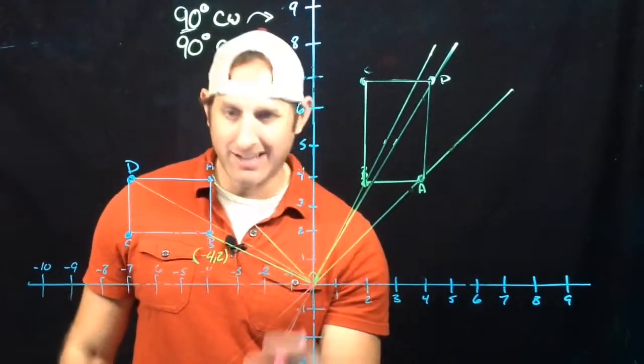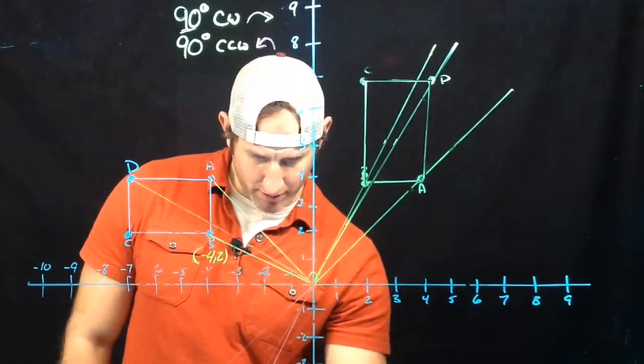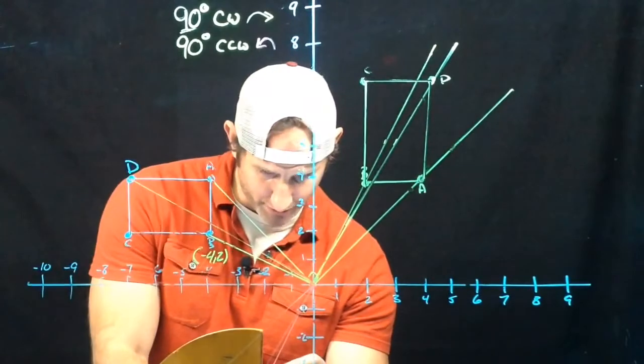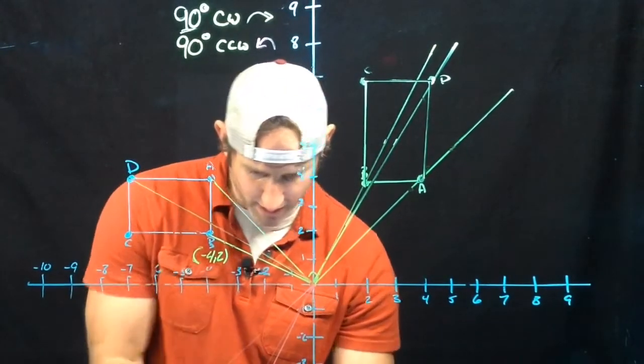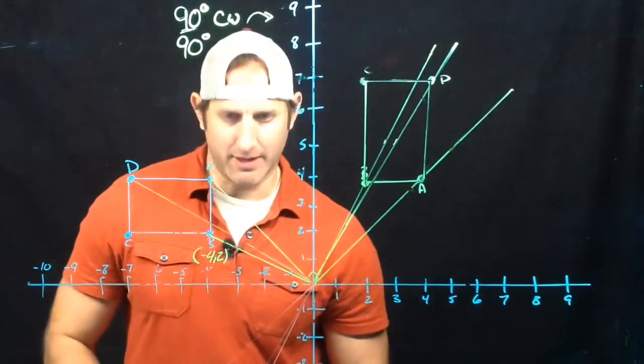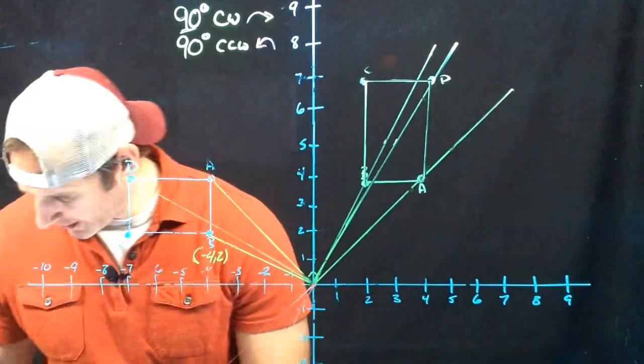Connect the dot, and then I don't have to do C because I know it's right across from B and D. So C will rotate to there. Connect the dots. That becomes D, that becomes C. Okay, so that is rotations pretty much step by step.